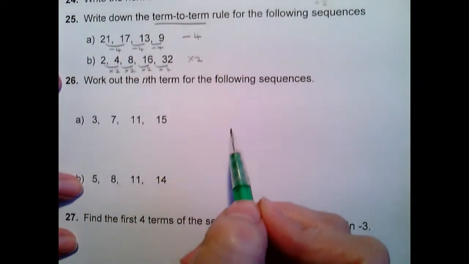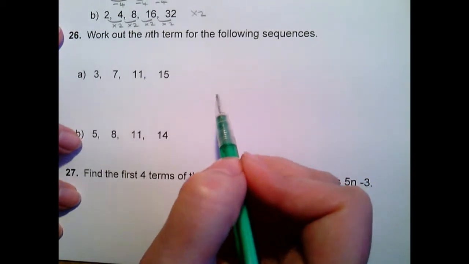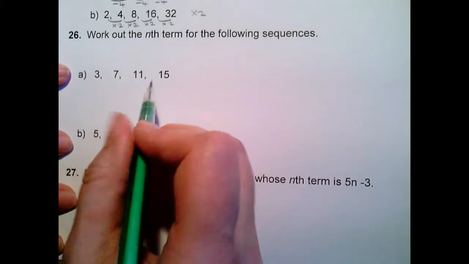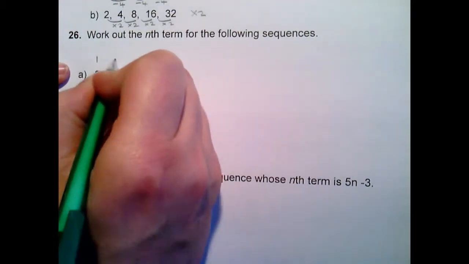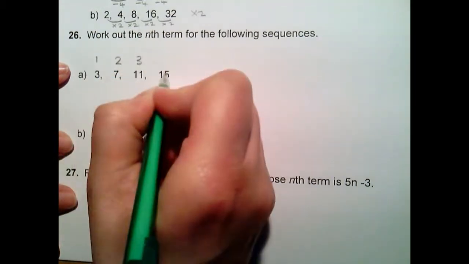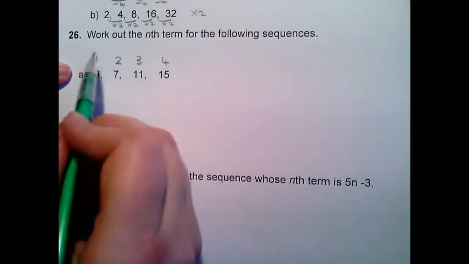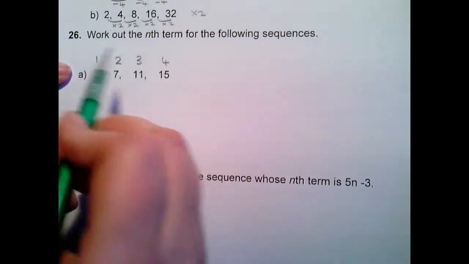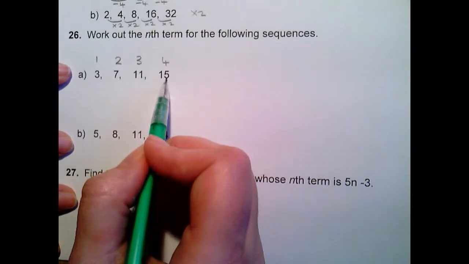Number 26 is a bit different. It says work out the nth term rule for the following sequence. So it's not just, oh look, they're going up in 4s. The nth term is to do with this one being labelled the first term, this is the second term, this is the third term, and this is the fourth term. And what they're wanting you to do here is find a connection between the 1, 2, 3, 4 and the 3, 7, 11, 15 that works to bring you from the 1 to the 3, the 2 to the 7, the 3 to the 11 and the 4 to the 15.